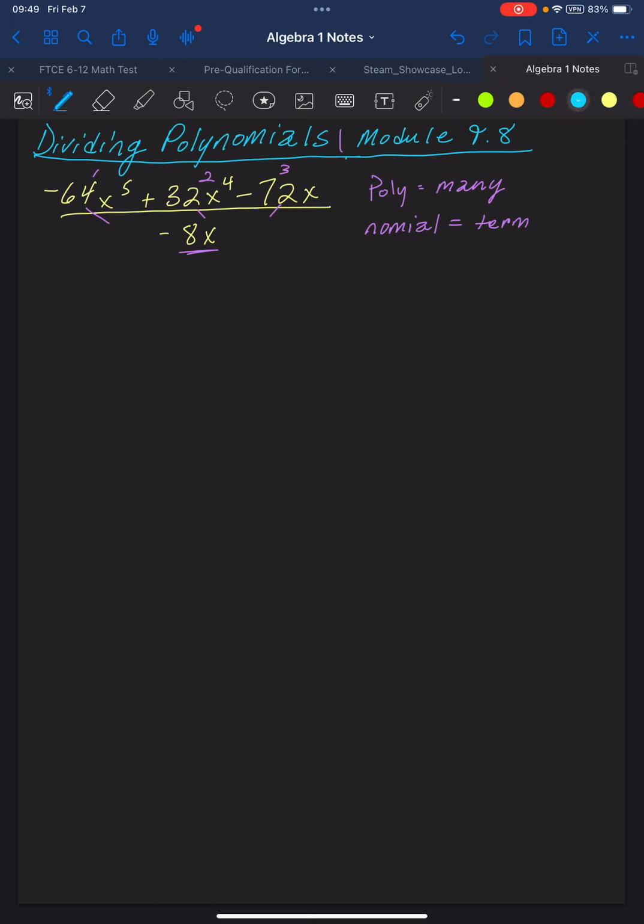So we're going to do that just because we're learning it. And we'll use orange. So now I'm going to have negative 64x to the 5th divided by negative 8x. Then I'm going to have positive 32x to the 4th divided by negative 8x. Then I'm going to have negative 72x divided by negative 8x. 3 terms, 3 fractions, all being divided by the same monomial, one term, in the denominator.